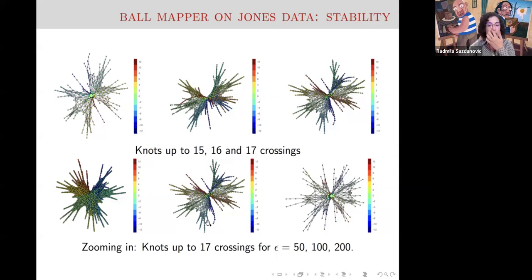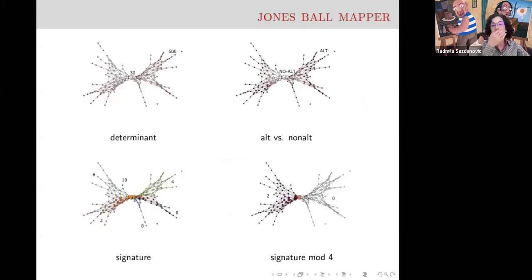What you see on the bottom row is zooming in. If we fix the number of crossings, so it's 17 crossing data, just under 2 million knots, these are the structures that we get for epsilon equal to 50, 100, 200, and it exhibits the stability. Then the feature of both mapper and ball mapper is that we can color our clusters based on some other values that we have. Again, this is going to be more interesting to people who are already into knot theory.